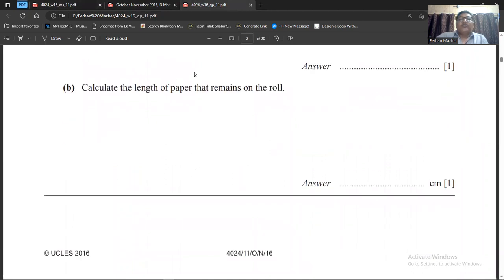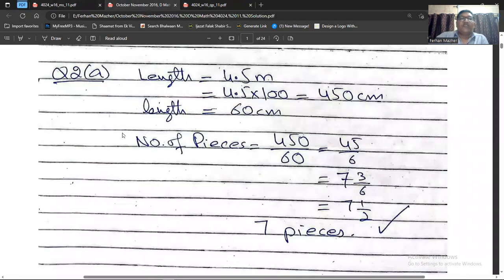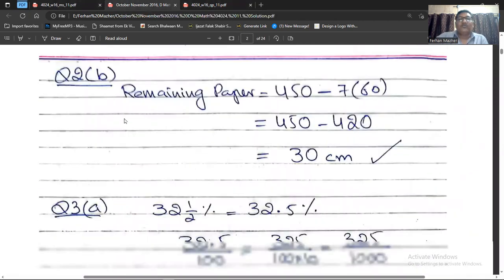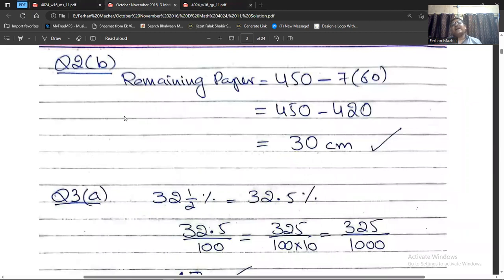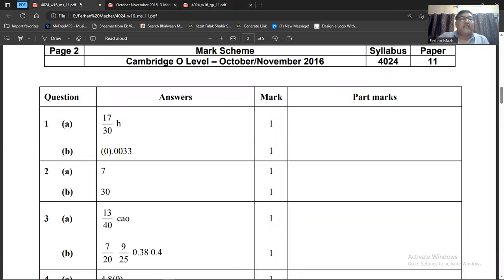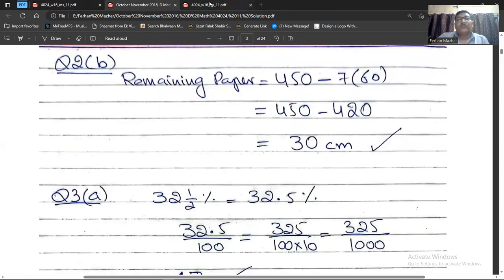Okay, question number 2, it's B part. Calculate the length of paper that remains on the roll. Okay, so if you take out 7 pieces, so 450 minus 7 into 60, and 450 minus 420, so that will be 30 centimeters. So the remaining length will be 30 centimeter. So this is the solution. Question number 2, B part.